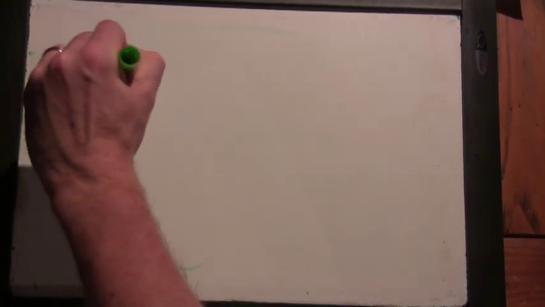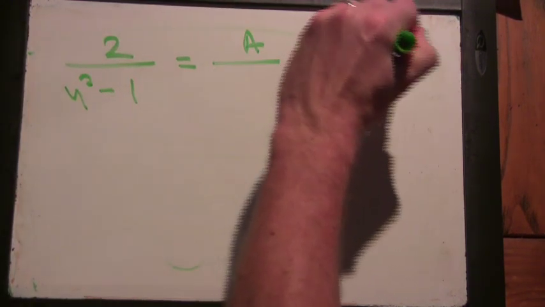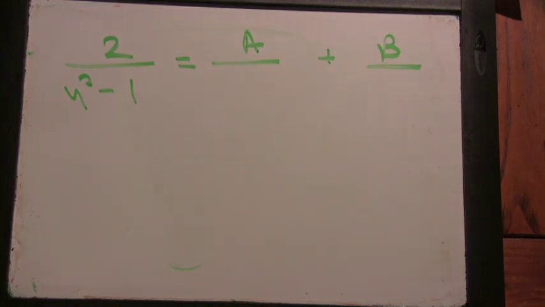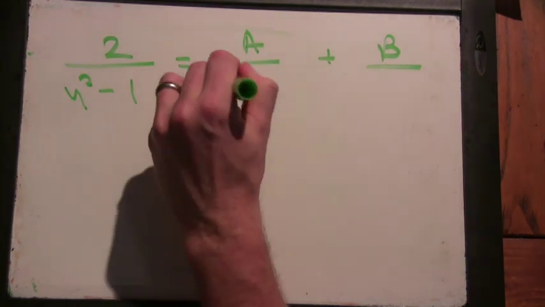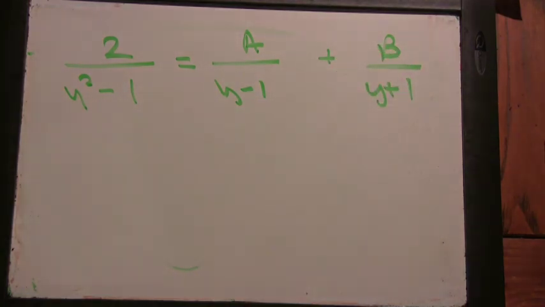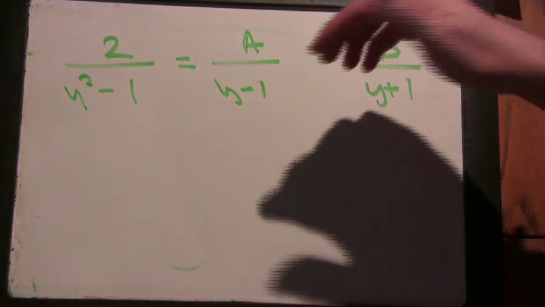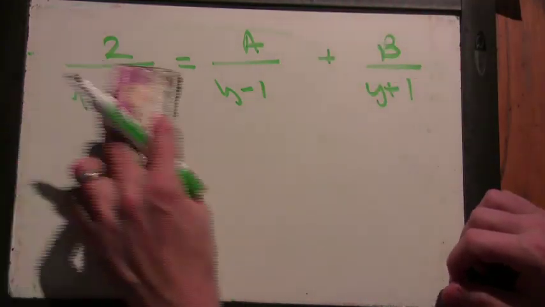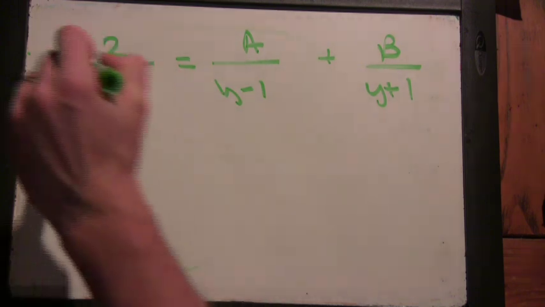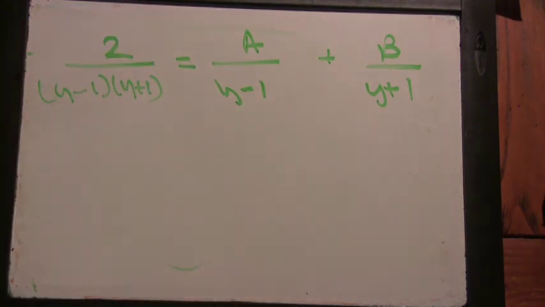So let's say we wanted to do 2 over y squared minus 1. And this would be a over something plus b over something. What are the 2 things? It's y minus 1 and y plus 1. And here, one thing we might do is cross multiply, find the coefficients of the y's, find the constant coefficients. Let's factor this: y minus 1, y plus 1. But there's actually another really interesting thing that you can do.